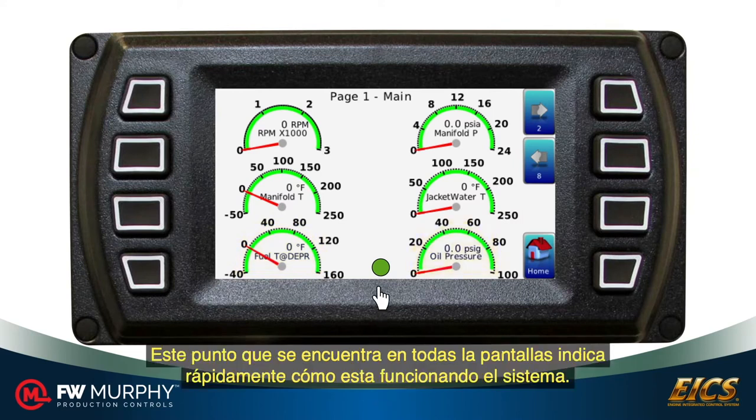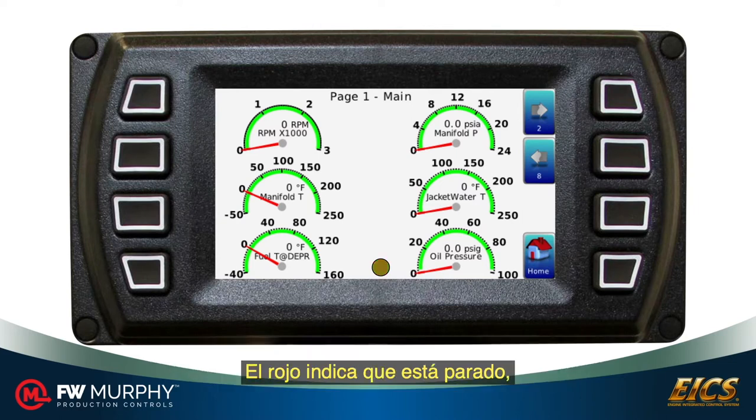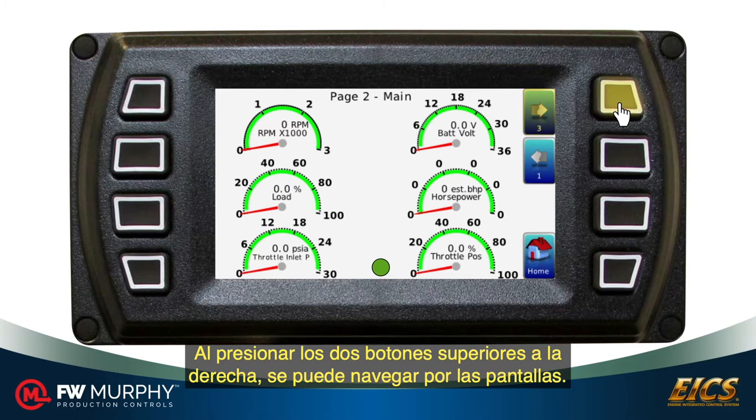This dot, which is on every screen, is a quick indicator to show how your system is running. Red indicates a shutdown. Yellow shows there is a fault. And green means all is well. By pressing the top two buttons on the right, you may scroll through the pages.